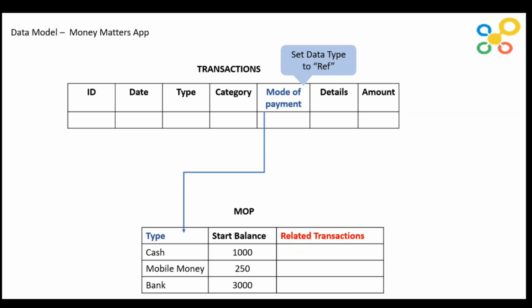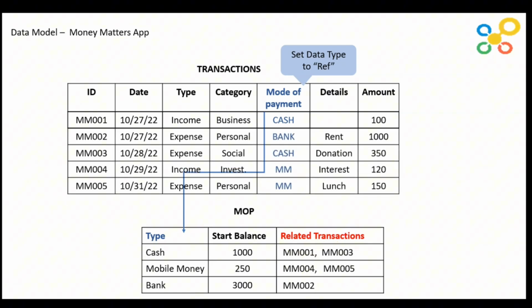Now the basic role of this related transactions column is to record every transaction that relates to a particular mode of payment. So for example, if a new transaction is recorded on 27th of October, there was an income, the category is business, and the mode of payment was cash. The amount is 100 Ghana cedi. This column is going to record the key of that transaction under cash, because it relates to cash. So as we record new transactions, the column will capture those transactions under the appropriate mode of payment.